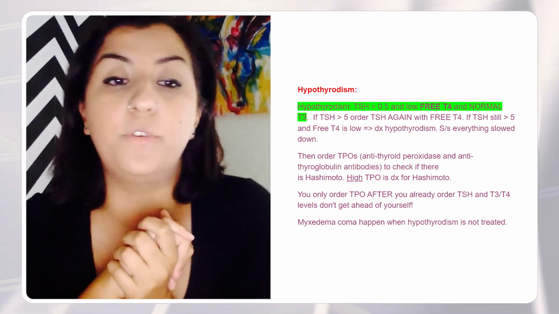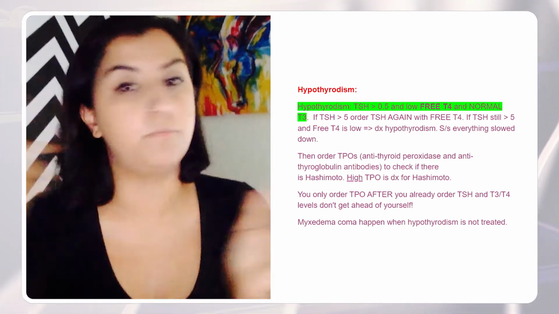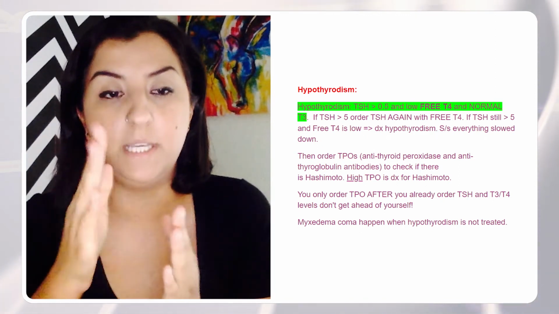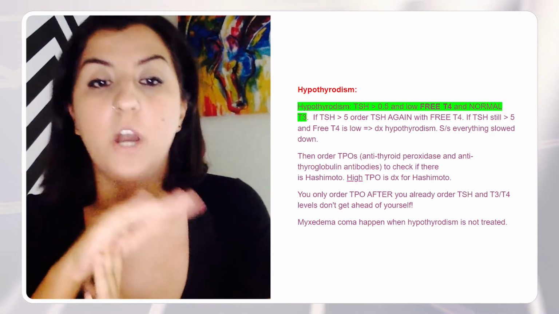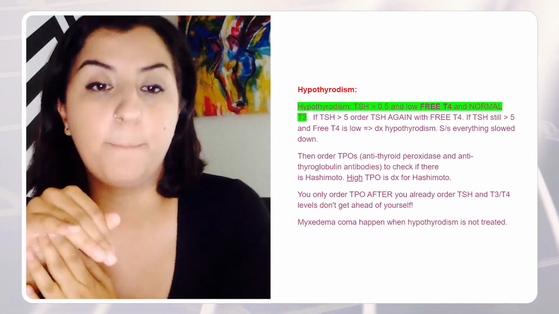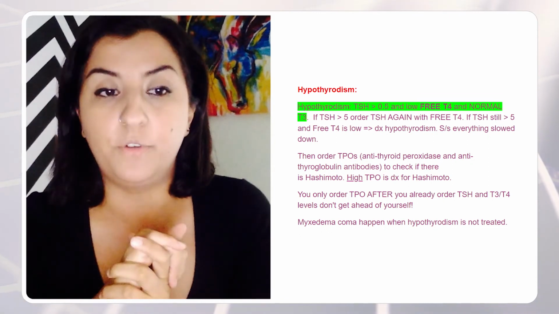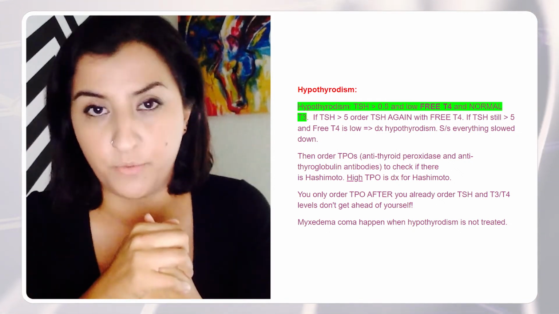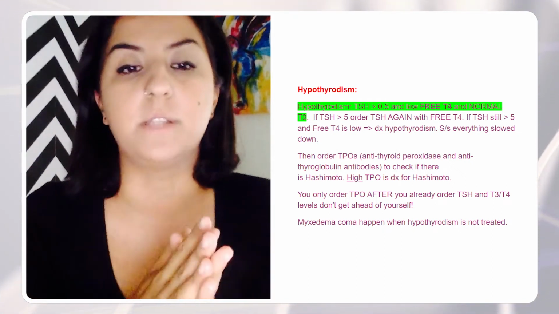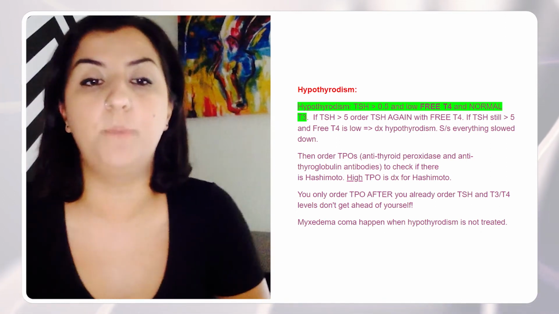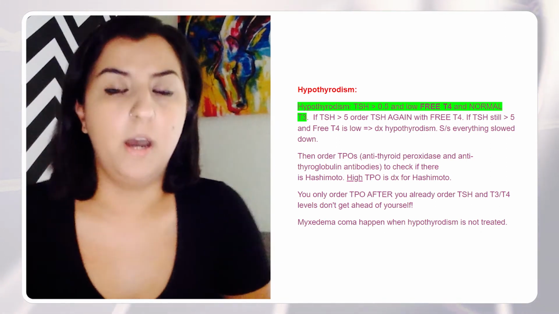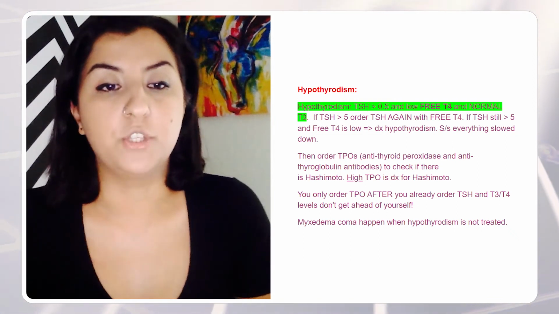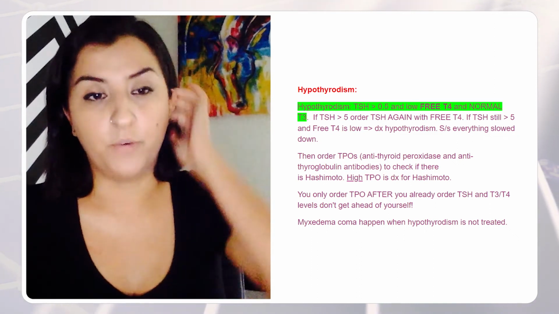If TSH is over 5, the next step now, you don't just magically diagnose people, oh, that's it, you have that. No. If the TSH is over 5, you order TSH again with free T4, okay? If TSH is still over 5 and the free T4 is still low, that's your diagnosis of hypothyroidism. You just diagnosed someone. And the signs and symptoms for hypothyroidism is everything slowed down. Heart rate, weight gain, everything is slow. It's like the opposite of hyperthyroidism.